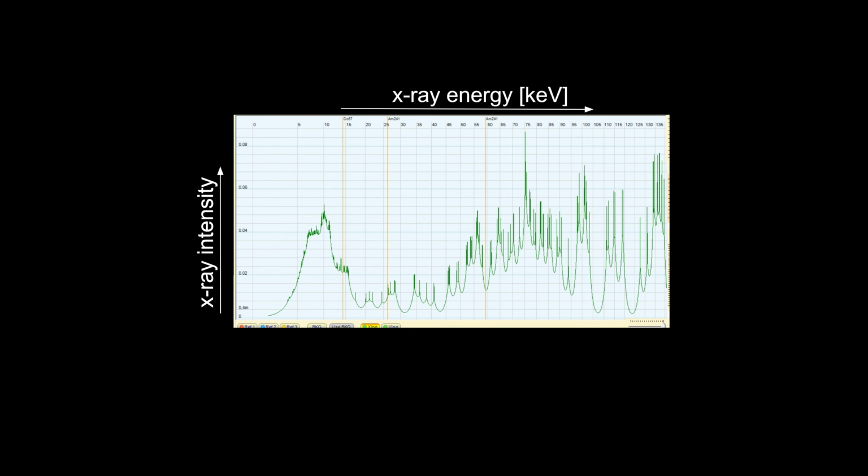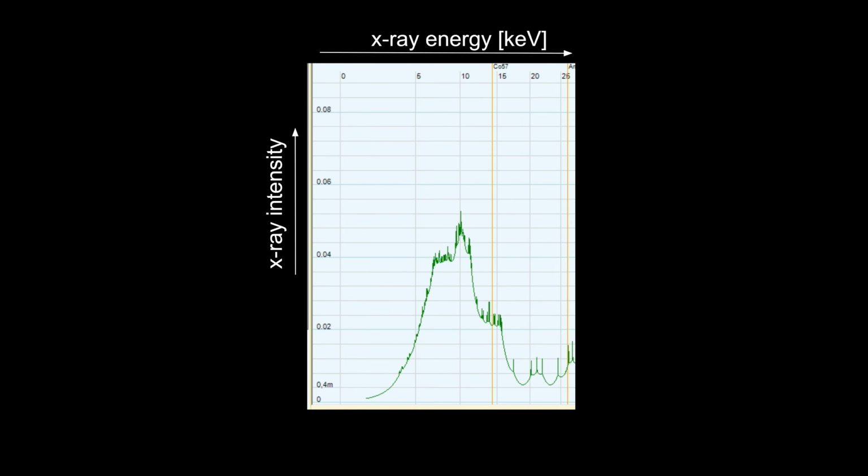Oh, sorry, that's pretty messed up. This is better. So as you can see, the energy has a peak at around 10 kiloelectron volts. The tube was probably operating at 30 kilovolts. The continuous spectrum, which is also called Bremsstrahlung, has a peak at around 1/3 of the tube operating voltage in energy.